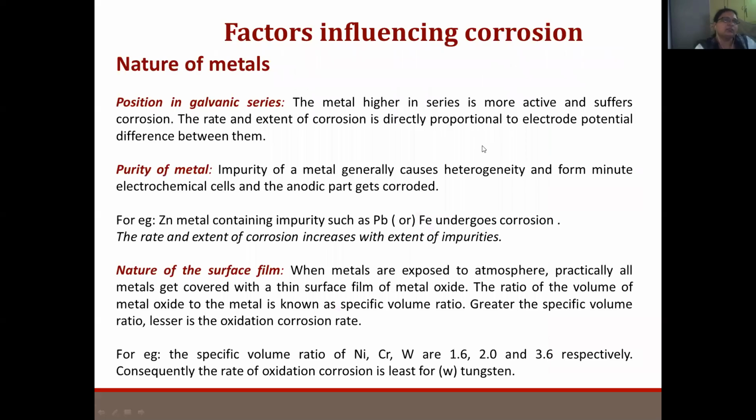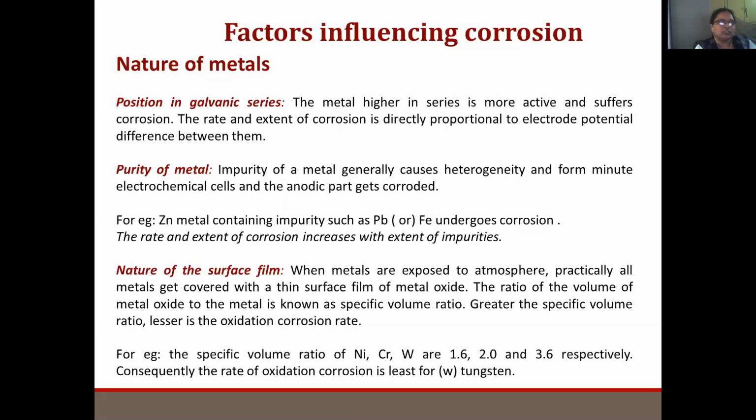So wet corrosion or electrochemical corrosion has two parts in it, that is evolution of hydrogen and absorption of oxygen. Now we have factors influencing corrosion. What are the different factors that influence corrosion? If you take the definition of corrosion itself, we have two main parts in it. The first one is that metal should be present, and the second thing is environment. So the factors influencing corrosion mainly depend upon the nature of the metals and the nature of the corroding atmosphere.